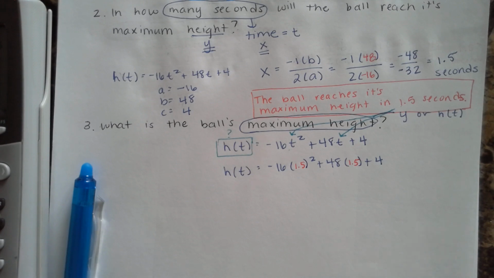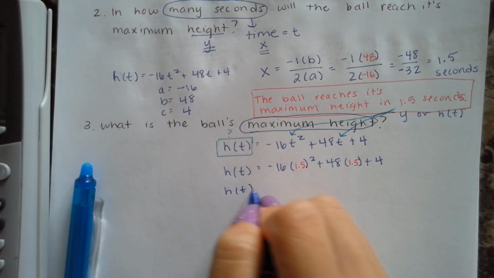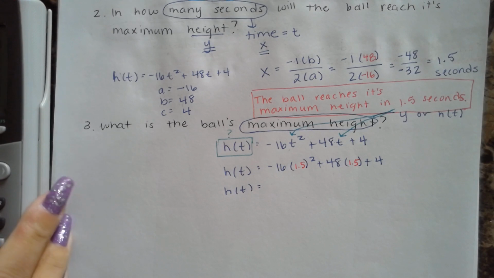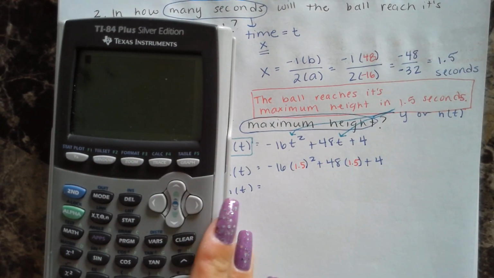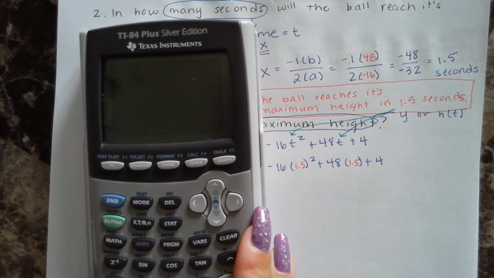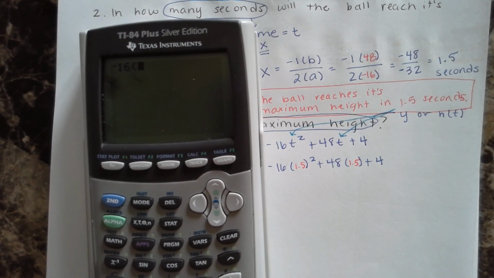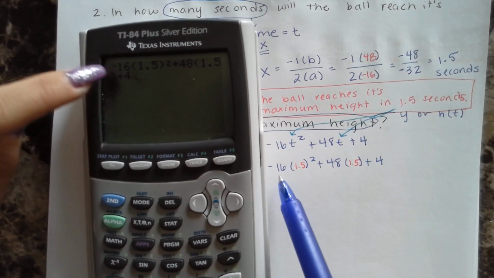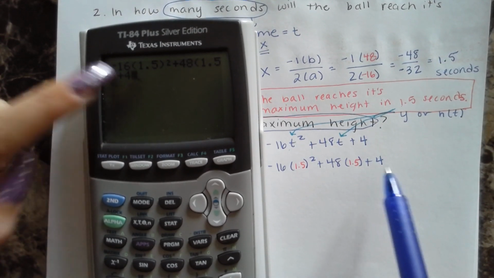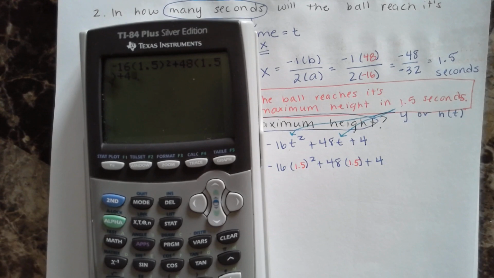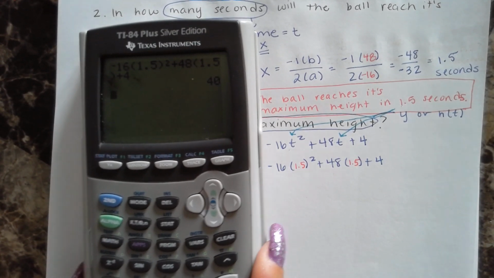So now I'm going to take my calculator and put this equation into my calculator. I'm going to clear this out. So we're going to say negative 16 times 1.5 squared, just like I have, plus 48 times 1.5 plus 4. Always check your calculator so you get the right answer. Yep, with the parentheses, we have it all in the calculator. Hit enter, and the answer is 40.